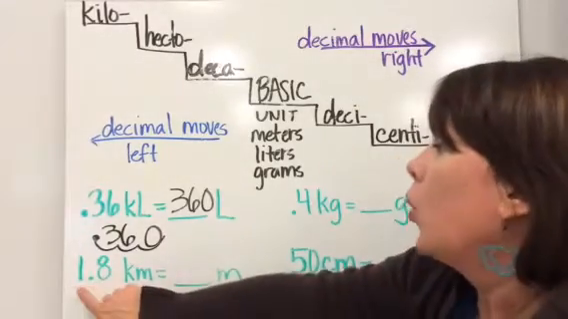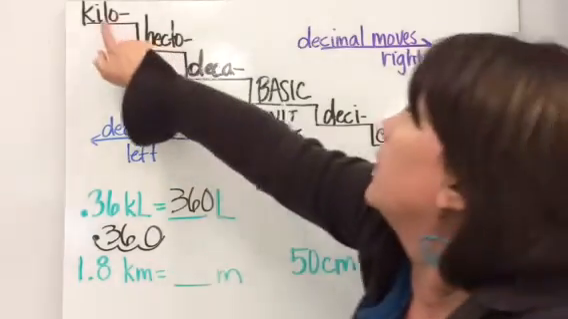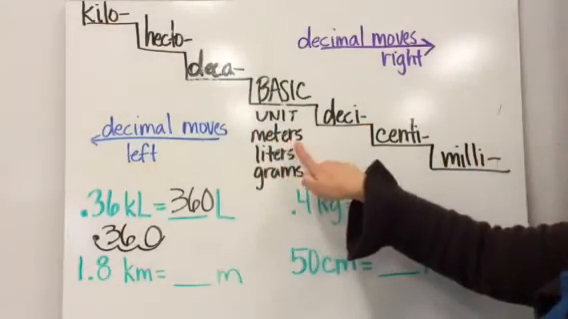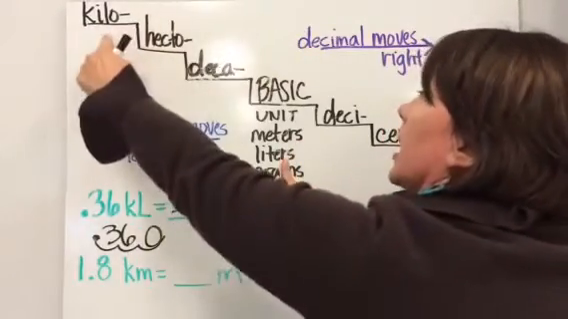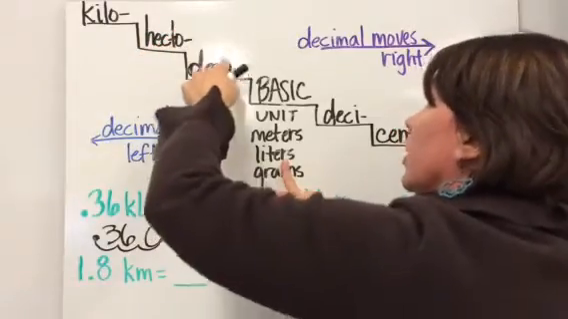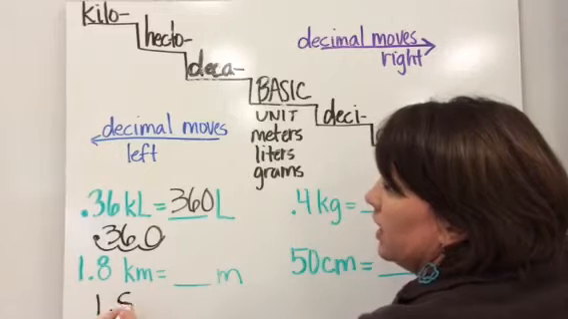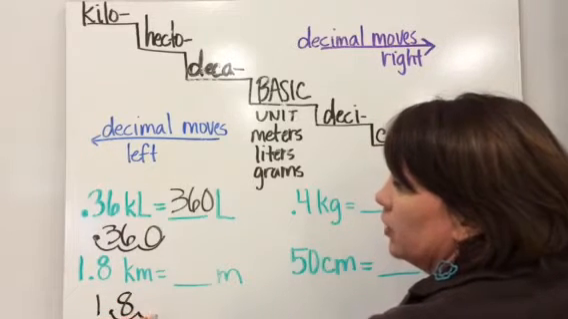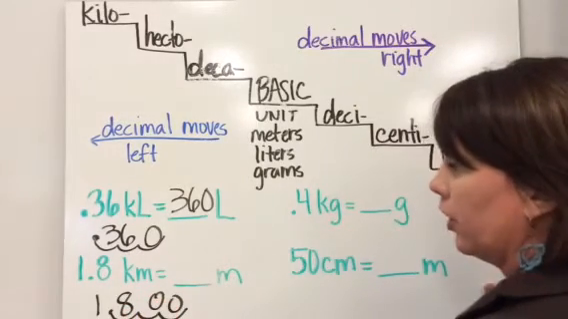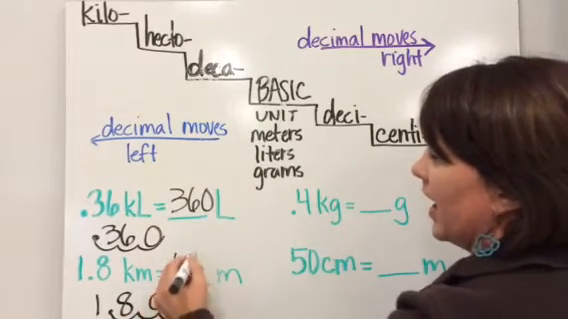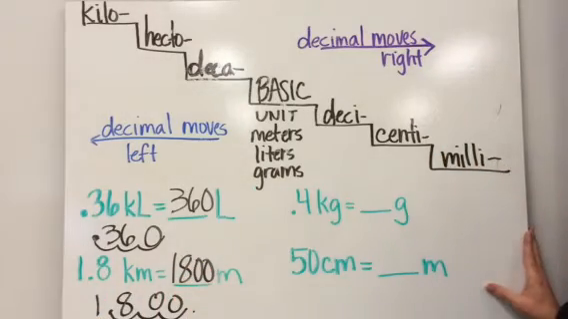Let's do another one. 1 8/10 kilometers is how many meters? Again, I'm going from kilo to the basic unit, meters. So I'm going from here to here, which I'm going to the right, and I'm going 1, 2, 3 steps to the right. Again, my decimal gets moved 1, 2, 3 places to the right. I just need to put in zeros there. And so here's my decimal. So I have 1,800 meters is equal to 1.8 kilometers.